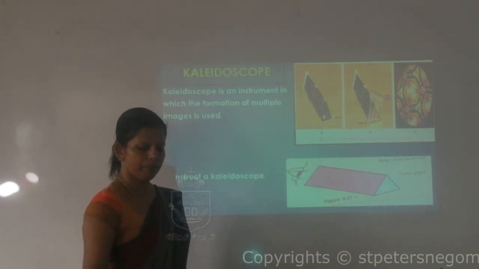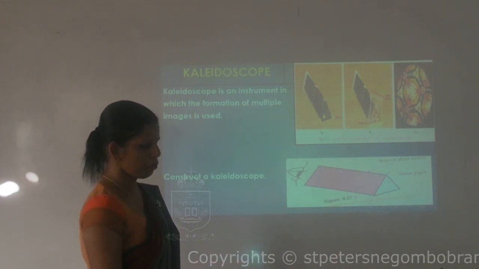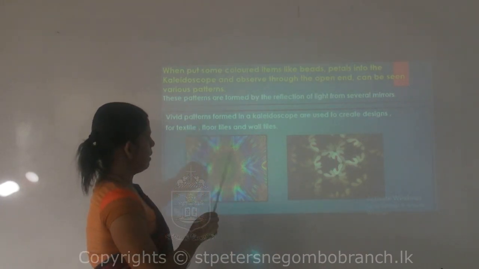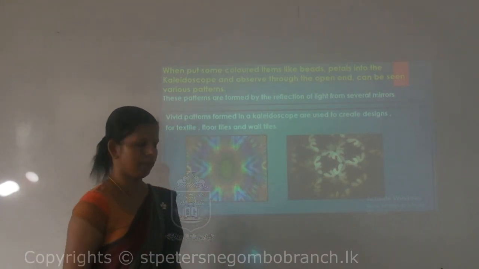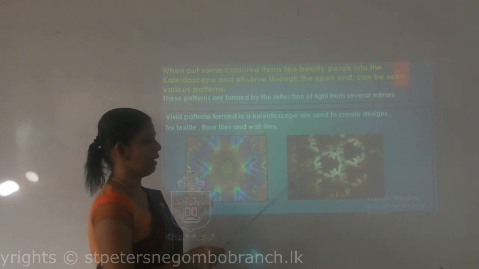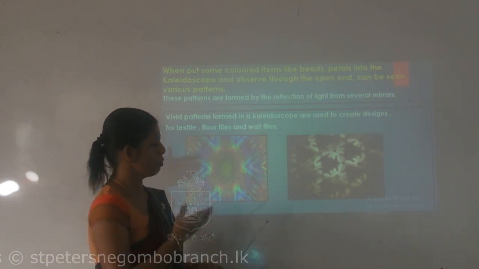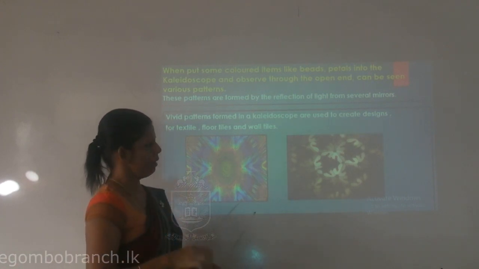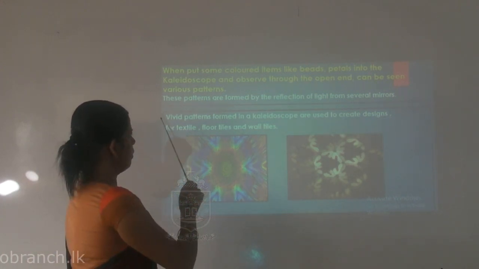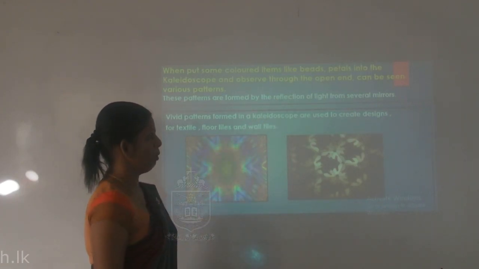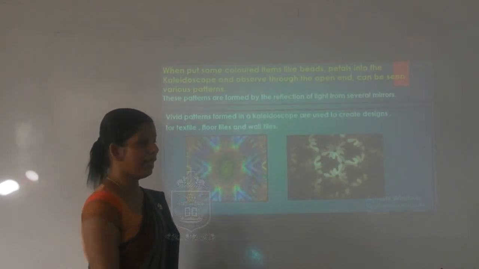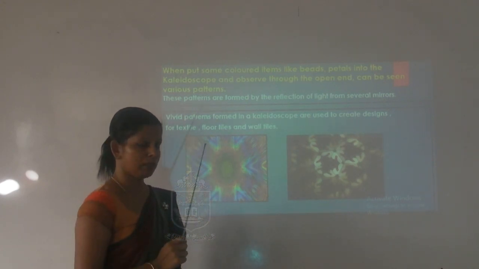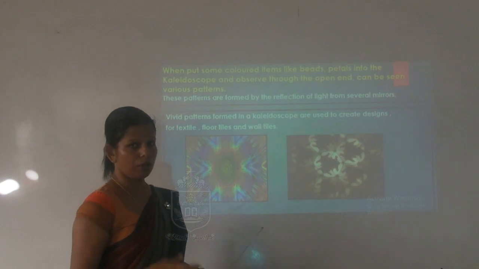I explained now, and I explained before also. And these are some patterns. Vivid patterns can be seen through the kaleidoscope when we are putting in any beads. The vivid patterns formed in the kaleidoscope are used to create designs for textiles, floor tiles, as well as wall tiles. Okay.